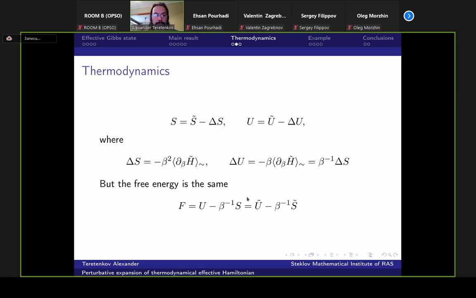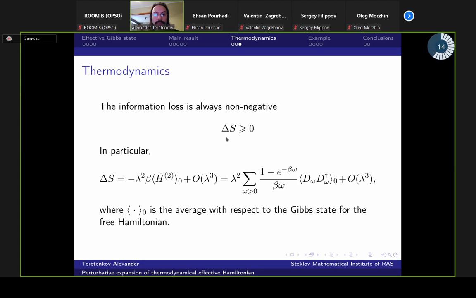But the free energy would be the same by both formulas. It is possible to show that it is always non-negative. As I said, it is just a general non-perturbative result. But if we move now to the perturbation theory, we will have a direct connection to this second order term. If it is non-zero, which is the generic situation, exactly this second order term of the perturbation theory defines this entropy change or information loss.